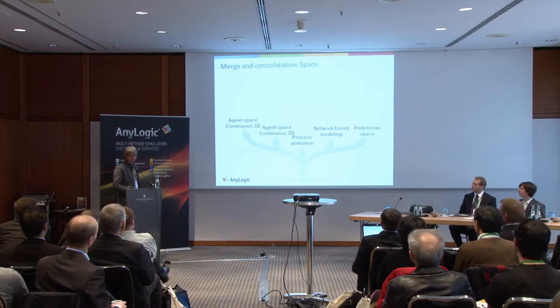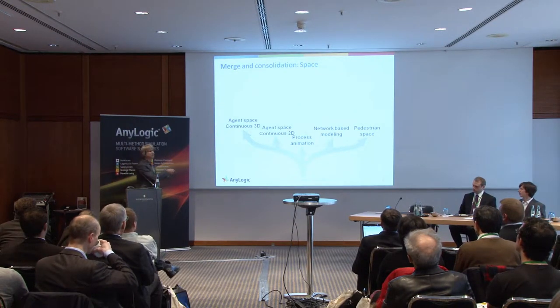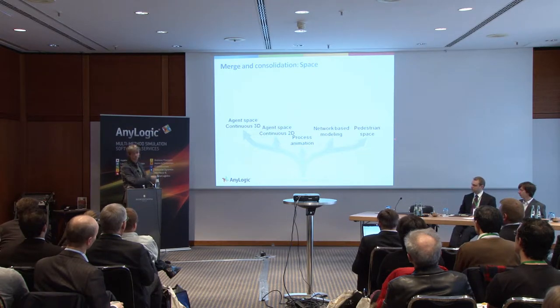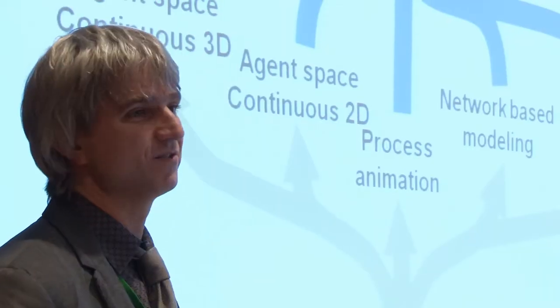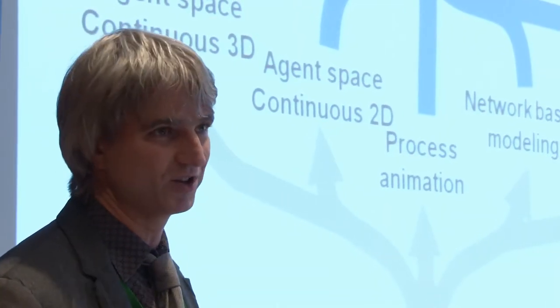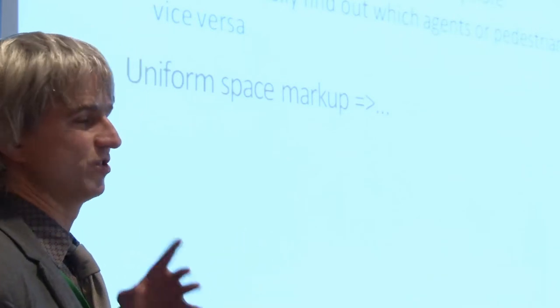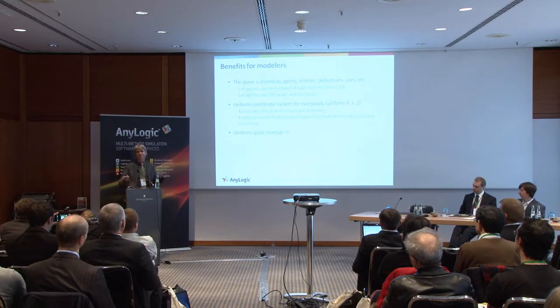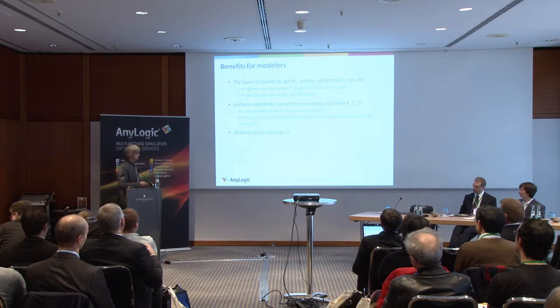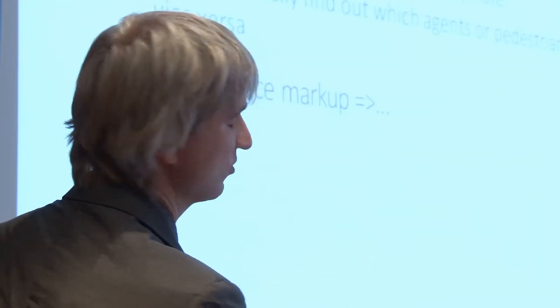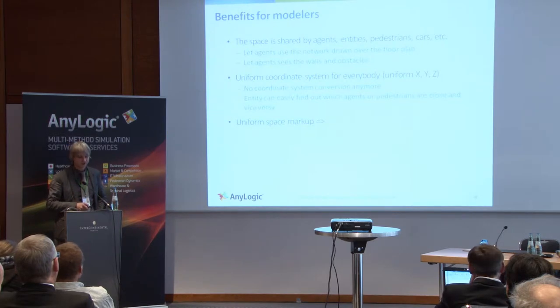Other things, space. Right now, we have animation guide shapes for our queues and delays. We have a separate thing, network-based modeling, pedestrian space with its own space markup, agent space. Again, not anymore. One three-dimensional space uniform for all kinds of applications. Benefits. No matter what you're dealing with, be it entity, resource unit, agent, car, train, pedestrian, that thing, we'll be calling agents those things, will have XYZ coordinates in one unified space.